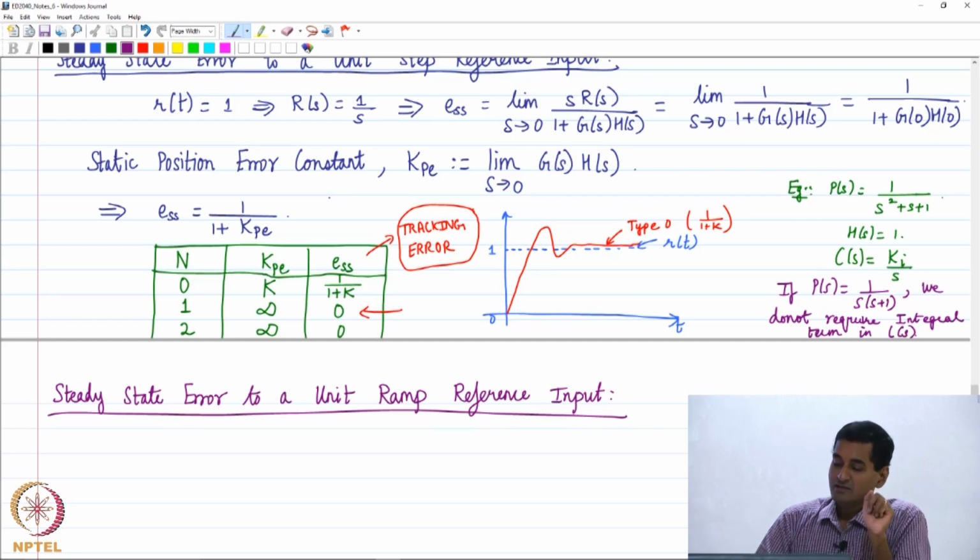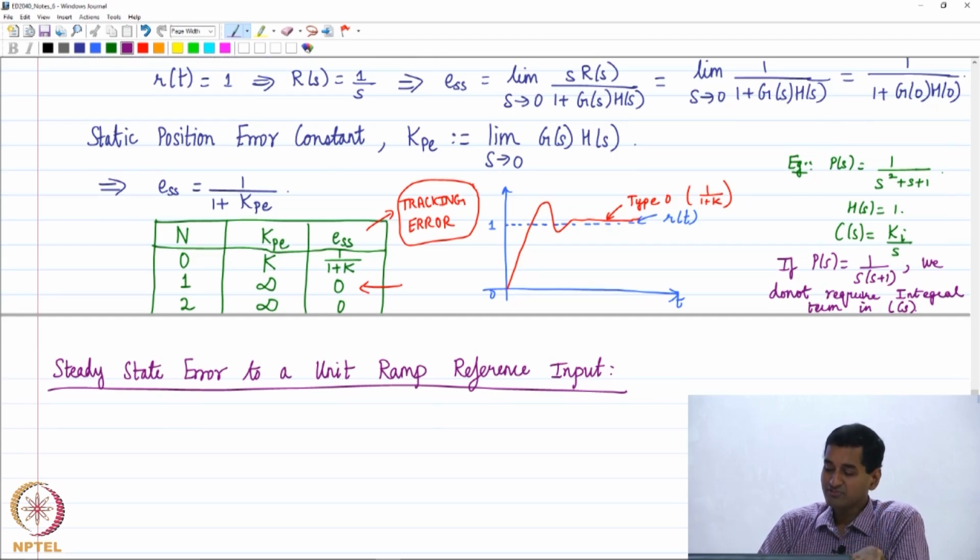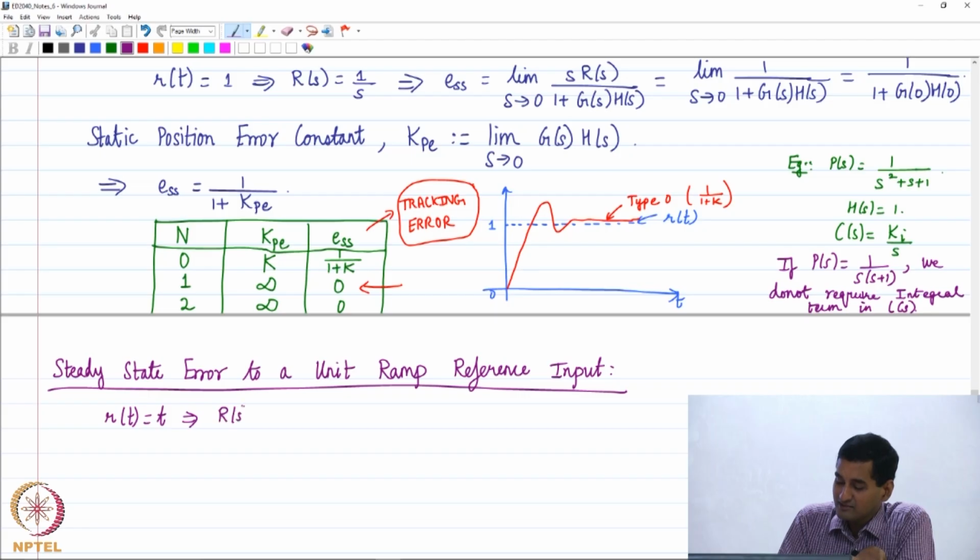Okay. So, suppose we want to track a unit ramp. Please note that a unit ramp is not a bounded input, that is point number 1. Kindly remember, if we figure out the value of the function y of t for a unit ramp and we observe that the output is going to infinity, naturally it would, because it is not a bounded input. So, please remember that. So, R of t is t, right. That means that R of s is going to be 1 divided by s squared.